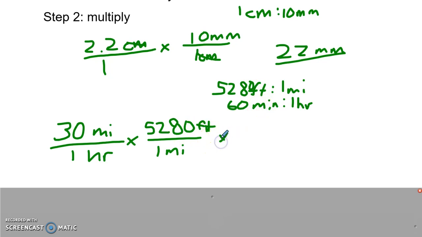And then we're going to multiply again by our time conversion factor. So our hours is in the bottom over here. So we want to have it on the top over here. And we have 1 hour, and we have 60 minutes. So when we do our multiplication, our miles is going to get canceled, and our hours are going to get canceled. And we're going to be left with 30 times 5,280 over 60. And our only units that are left are feet and minutes.